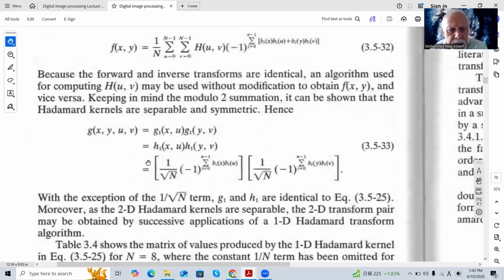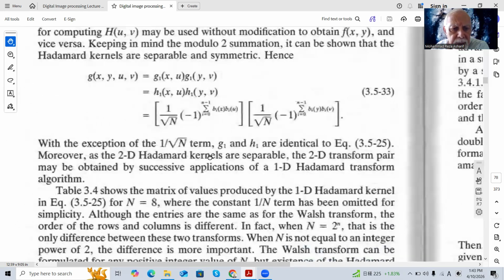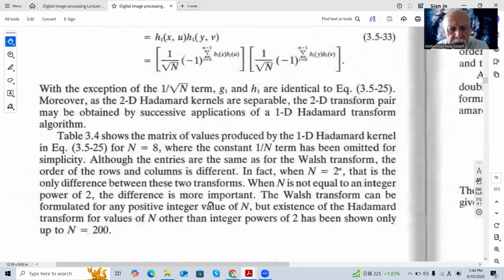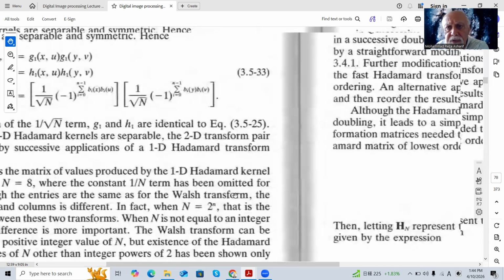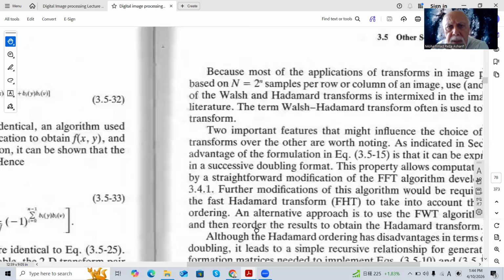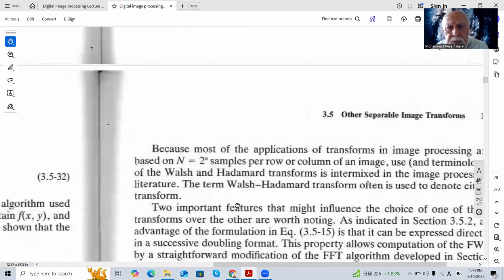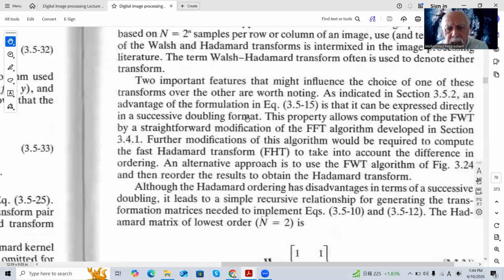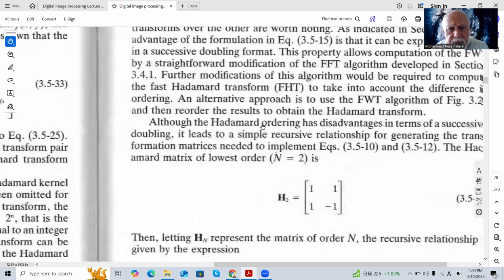It is because this is also a separable transform. So g(x,y,u,v) is g1(x,u) times g1(y,v). So it is similar, with 1 over root n and then 1 over root n. Both are separable, so they can be computed separably. And as in the FFT, we can also perform that.